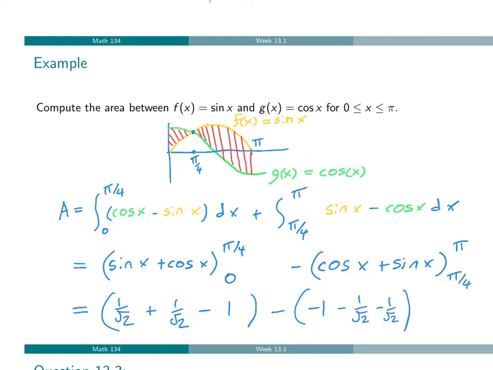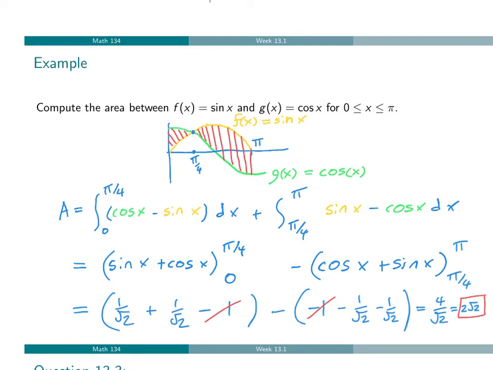And now if we put this all together, looks like we have a minus 1 that would cancel out with a minus minus 1. And then everything that's left is 4 times 1 over root 2. And if you like, you could write that as 2 root 2. So there's our final answer that represents the area that's between these two curves that's shaded in red on our page from 0 to pi.